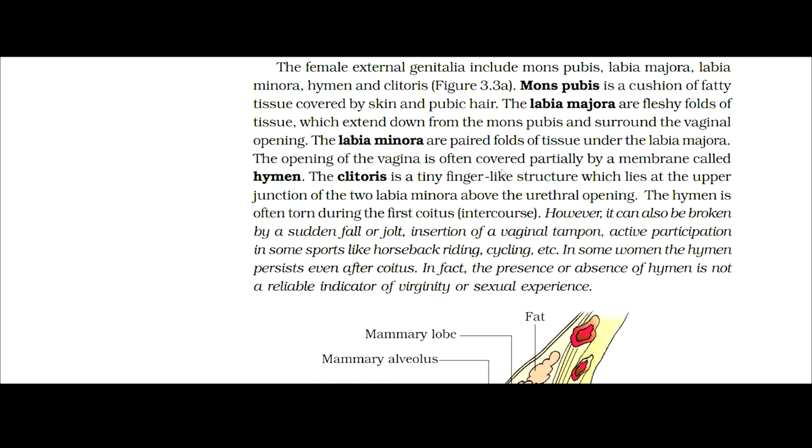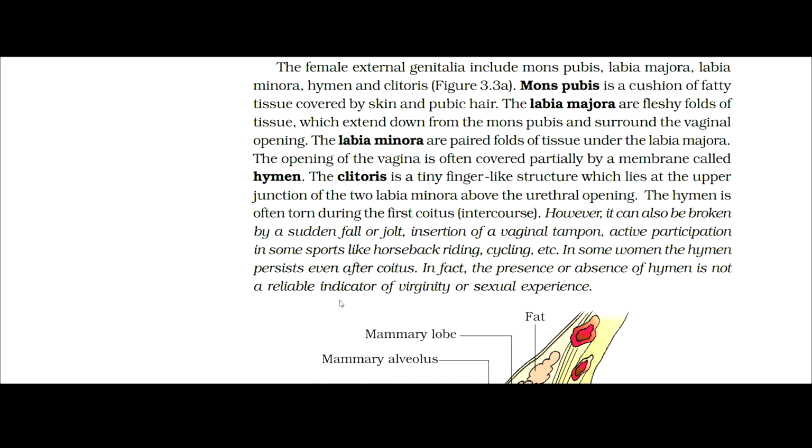The clitoris is a tiny finger-like structure which lies at the upper junction of the two labia minora above the urethral opening. The hymen is often torn during the first coitus, which is intercourse. However, it can also be broken by a sudden fall or jolt, insertion of a vaginal tampon, or active participation in some sports like horseback riding, cycling, etc. In some women, the hymen persists even after coitus. In fact, the presence or absence of the hymen is not a reliable indicator of virginity or sexual experience.